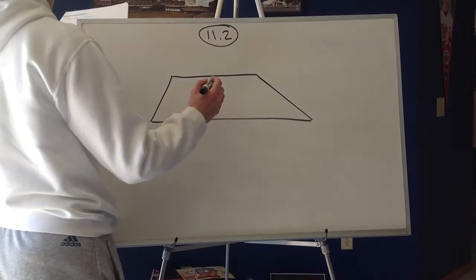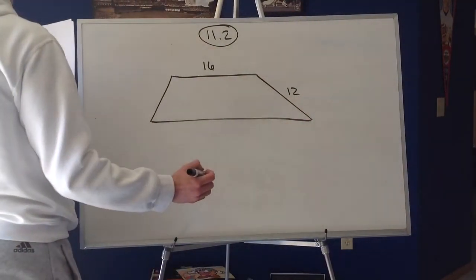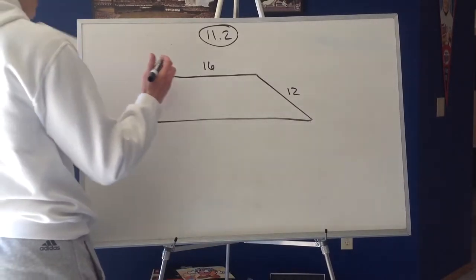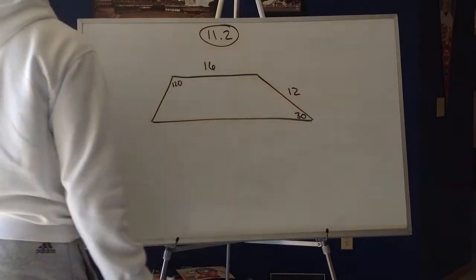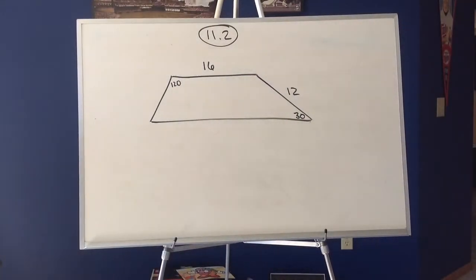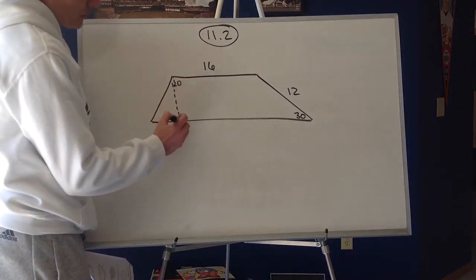Okay, so this one gives us 16, 12, and it gives us a couple angles. It tells us this one's 120 and this one is 30, okay, which actually really helps us out with this problem. Okay, so I'm going to draw in the height on both sides.